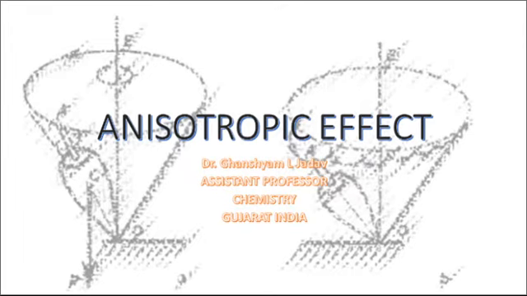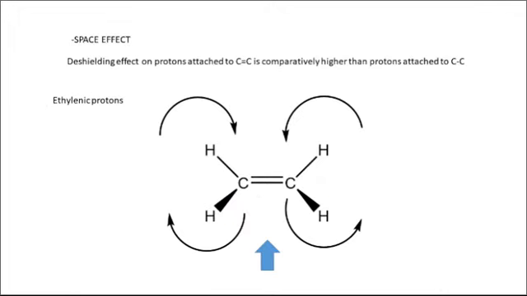Turning to our main effect, that is anisotropic effect. This is nothing but a space effect. Let us take an example of an ethylenic proton. There is a deshielding effect on the protons which are attached to the carbon-carbon double bond, and thus they have comparatively higher delta value than the protons attached to carbon-carbon single bond.